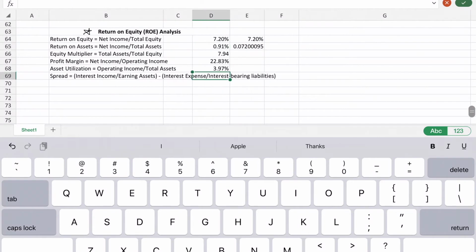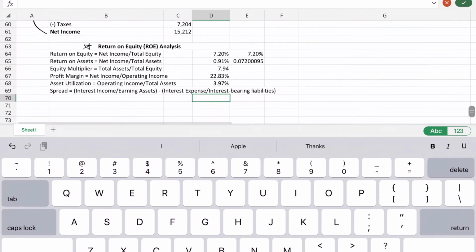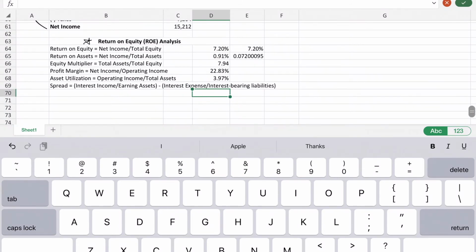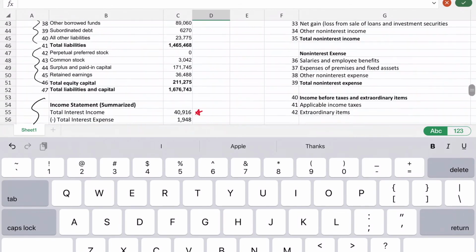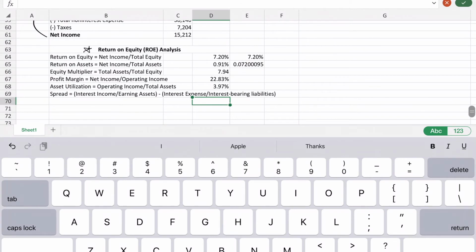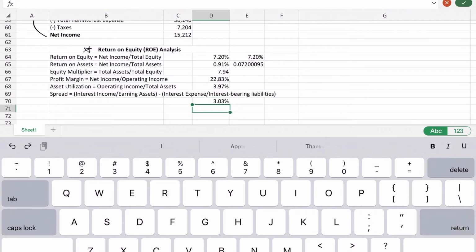And then last up is your spread. Your spread is your interest income divided by your earning assets minus your interest expense divided by your interest-bearing liabilities. It's pretty easy to see the interest income and the interest expense on your income statement. Earning assets and interest-bearing liabilities are a little more complex with the way this balance sheet is set up for such a large bank. To simplify things here, I'm just going to give you this value. It's 3.03%. But on the next problem we'll actually calculate the spread looking at the balance sheet and income statement for a smaller bank.